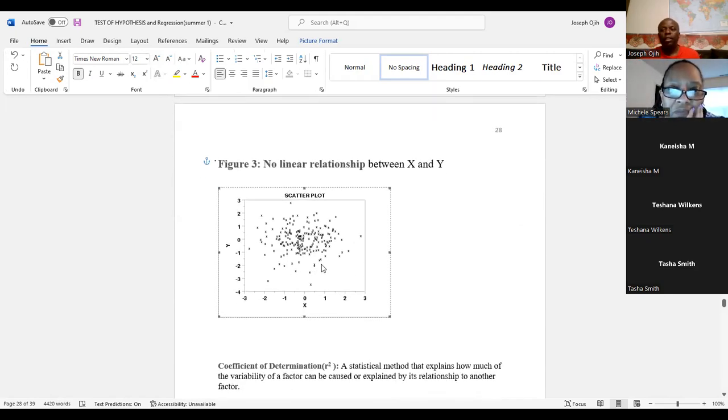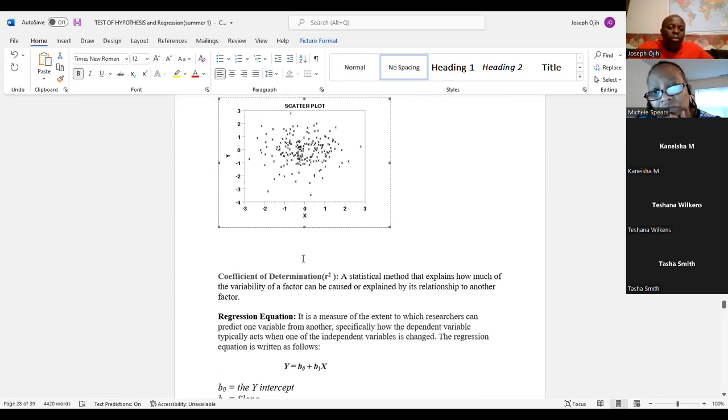An example is this: the rate of inflation in the United States and birth rates in California. They will not relate. They're not related. So it will give you a scatter plot like this one. So, no relationship.